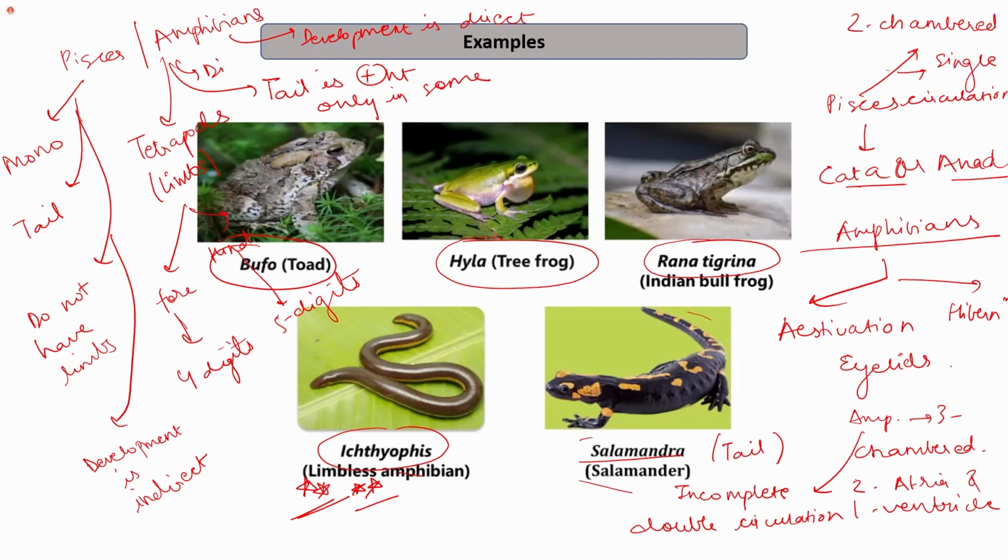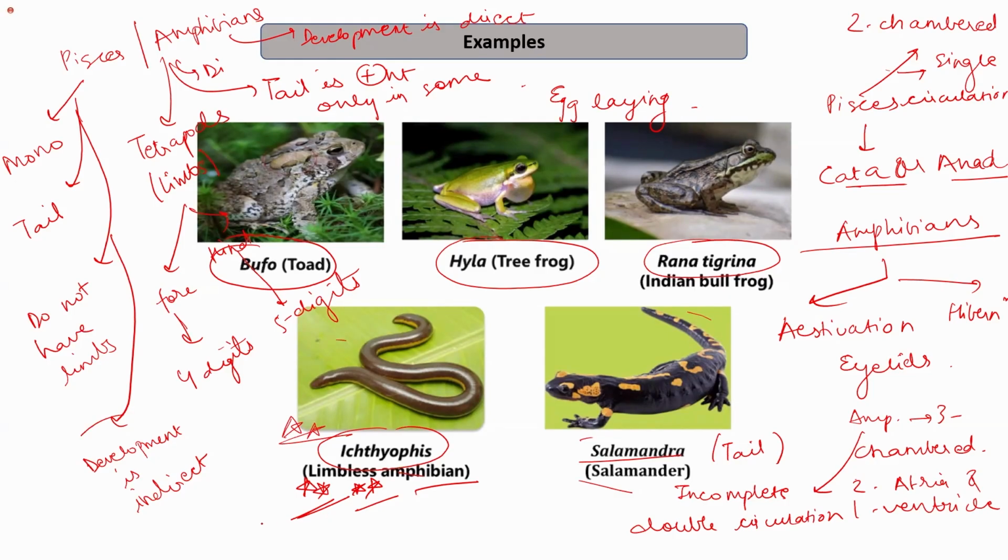So Ichthyophis is one example, which is the limbless amphibian. It does not have limbs, although it is an amphibian. In amphibians, one of the important features that we see is that they cannot solely live on land. They are dependent on water, at least for the egg laying. And as I mentioned, the development is indirect. In amphibians, therefore, they have a larval stage.